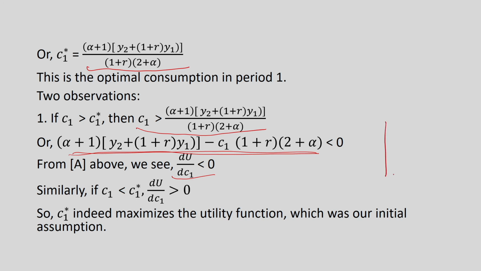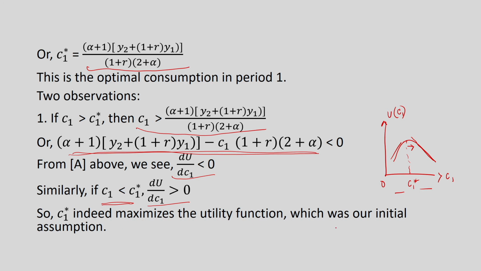So, it is like this. Here is the C1 star. This is C1 and this is your utility function, which is a function of C1. At this point C1 star, if you are crossing, then the slope is negative. Similarly, if you take the opposite, that is C1 is less than C1 star, then on the left hand side you will find that the slope of the utility function is positive. So, actually C1 star is indeed maximizing the utility function.